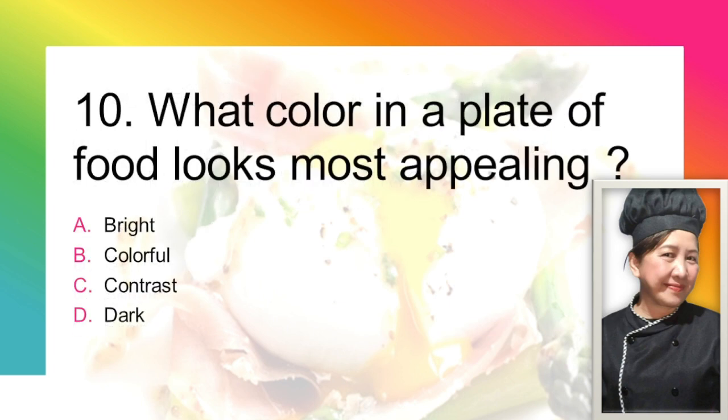Number 10. What color in a plate of food looks most appealing? Letter A. Bright. Letter B. Colorful. Letter C. Contrast. And letter D. Dark.